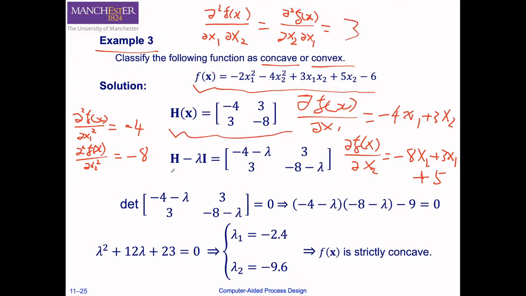Then we calculate the eigenvalues of this Hessian matrix. We get this equation. Then we obtain two different eigenvalues, lambda 1 and lambda 2, which are equal to minus 2.4 and minus 9.6. All eigenvalues are negative. That means this Hessian matrix is negative definite. Then we can confirm the function f(x) is strictly concave.